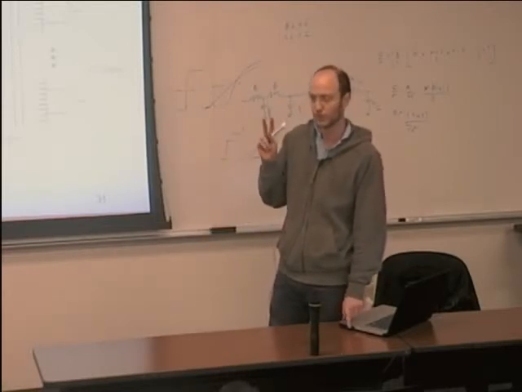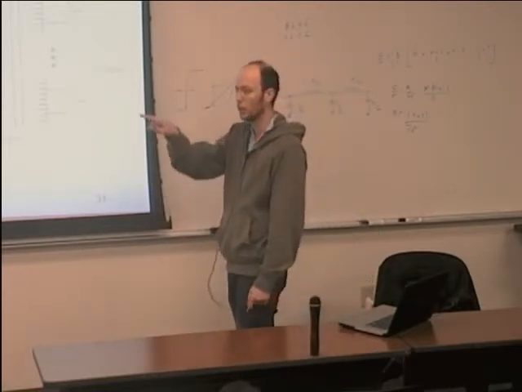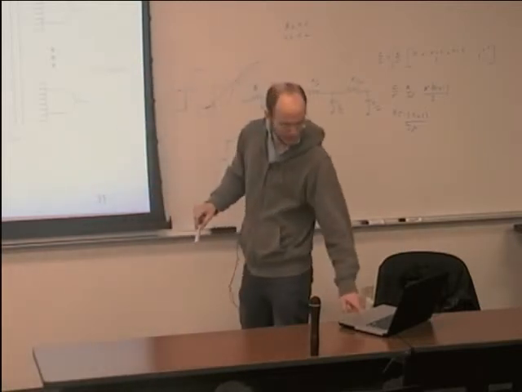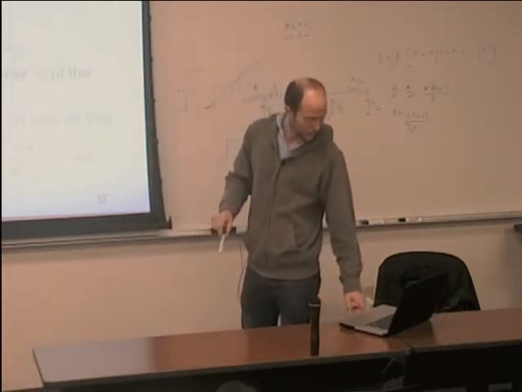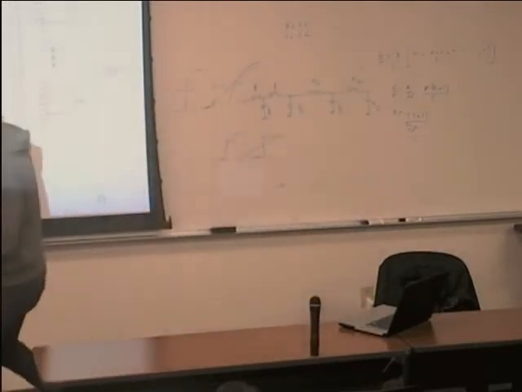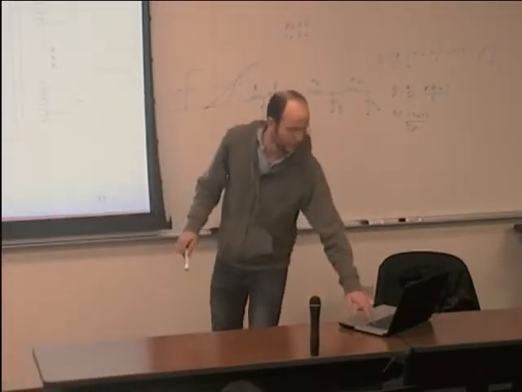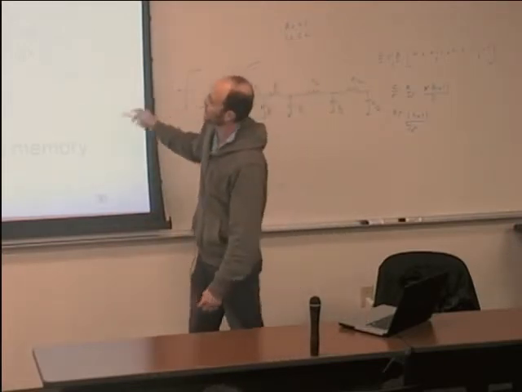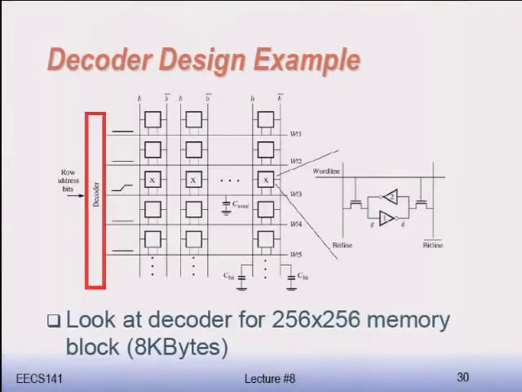2 things. Number 1, the load. The load of the decoder will be given by, let's go back to this and I'll show you quickly. What does represent the load? The decoder drives this whole row, and from this side it drives this whole column.